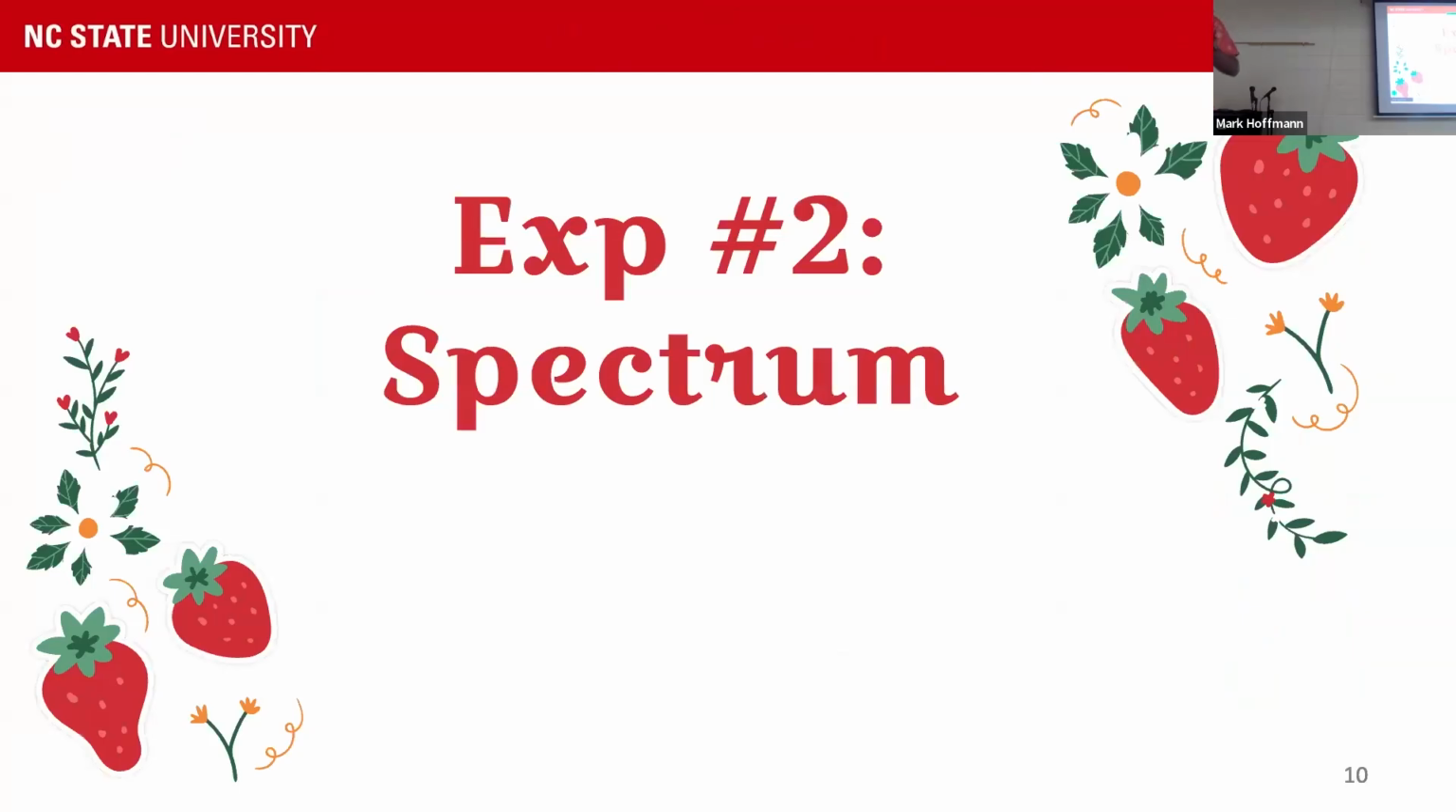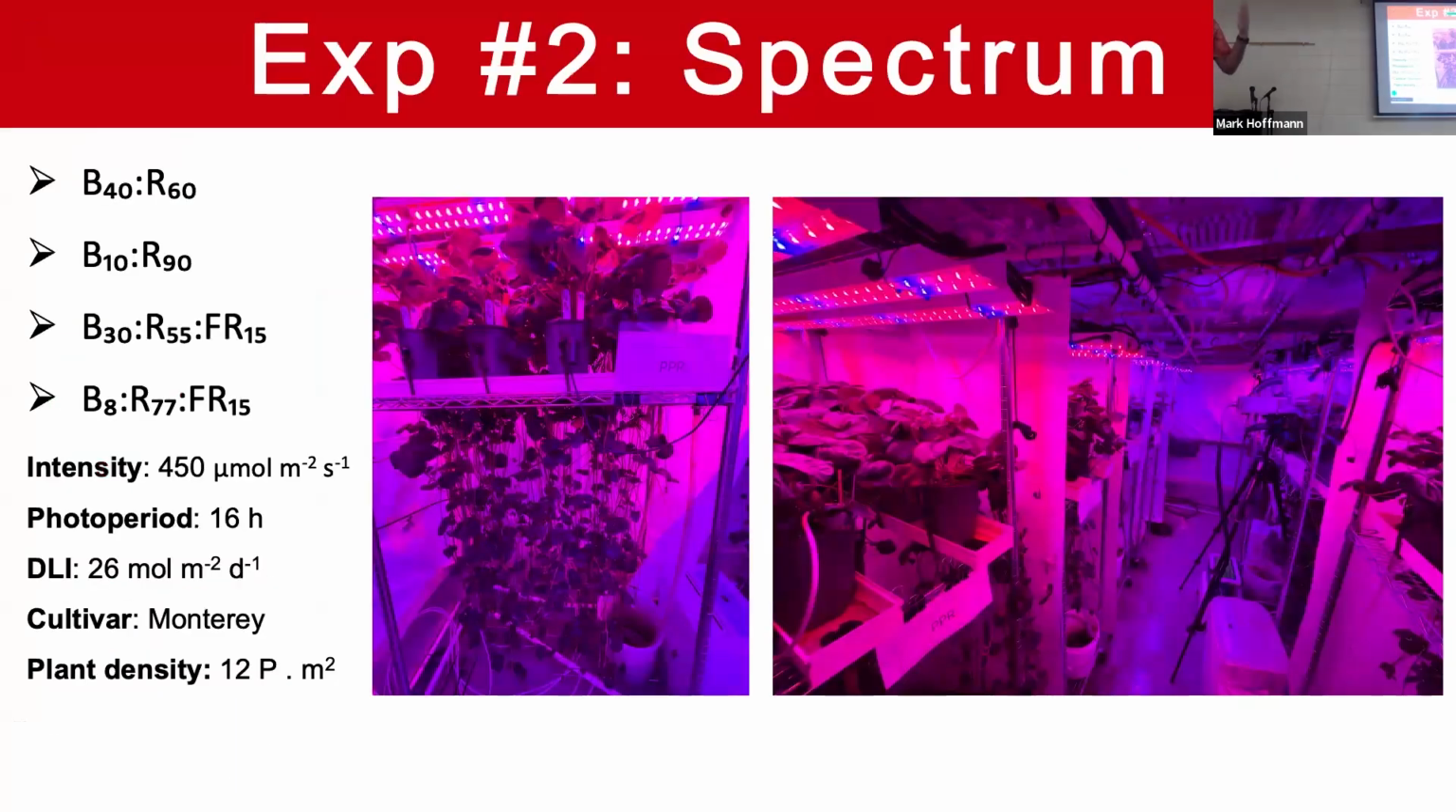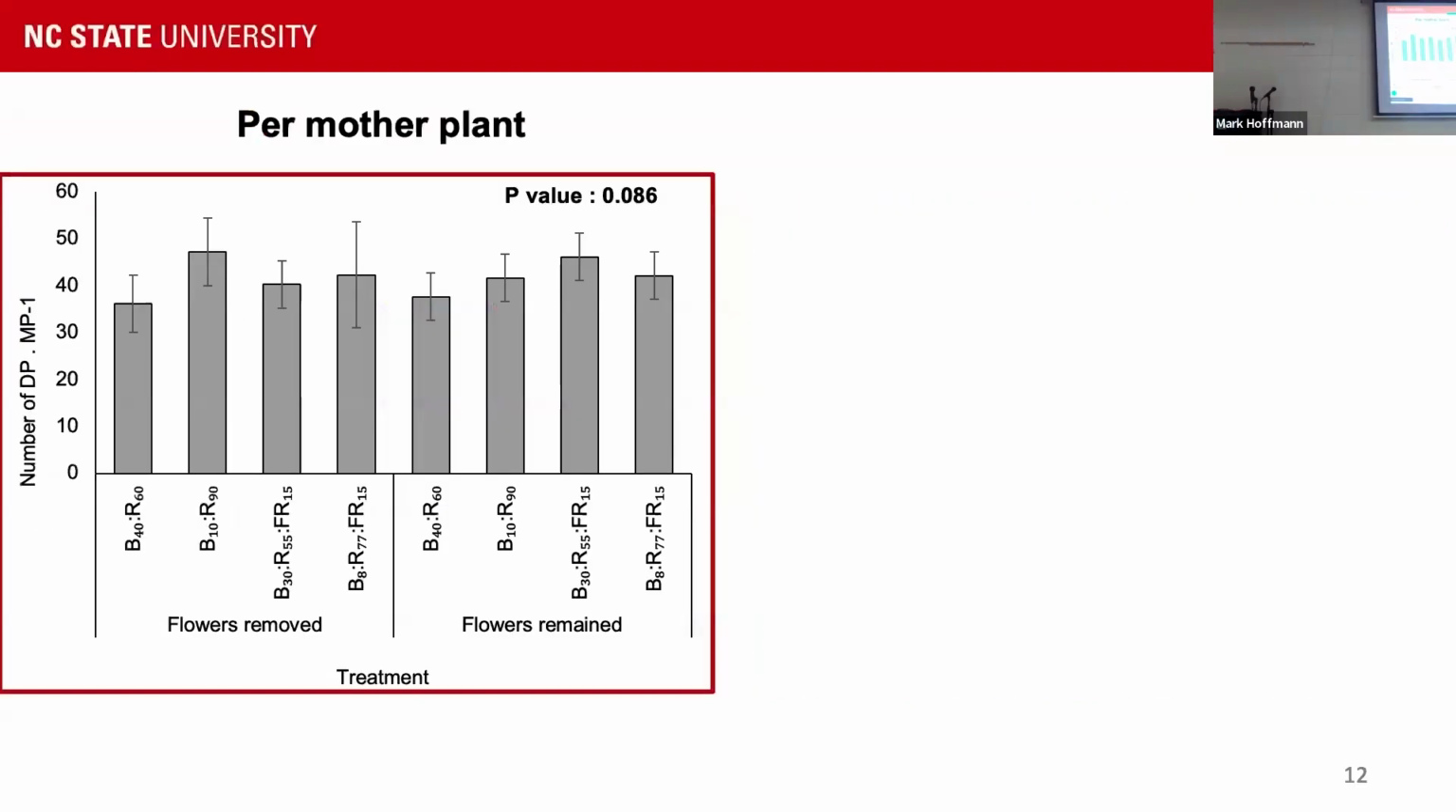We followed up with another spectrum research. We had 4 spectra: a higher red, lower blue, a lower red, higher blue, and both of them with far red substitution. And again, with the cultivar Monterey, in half of the plants, we picked the flowers over the experiment. For half of them, we did not do the flower removal to also see the effect of that.